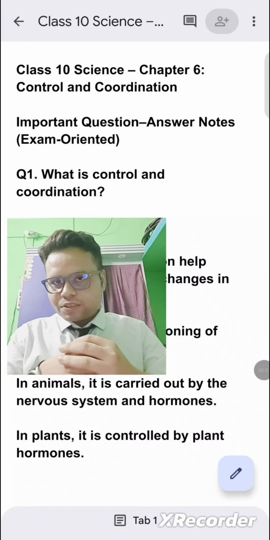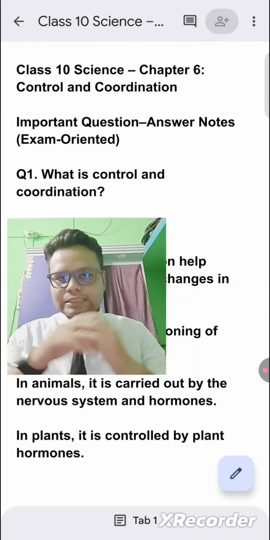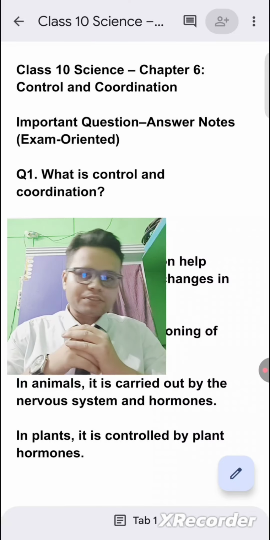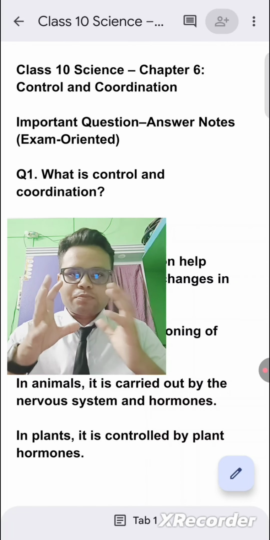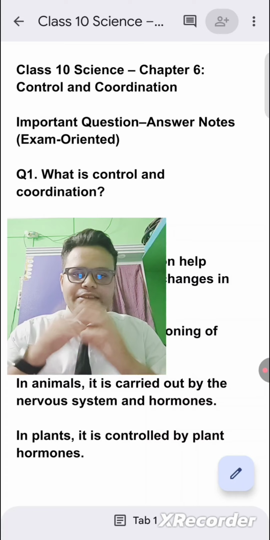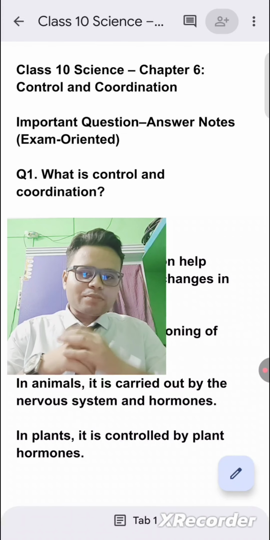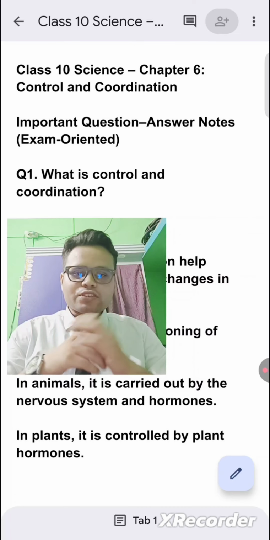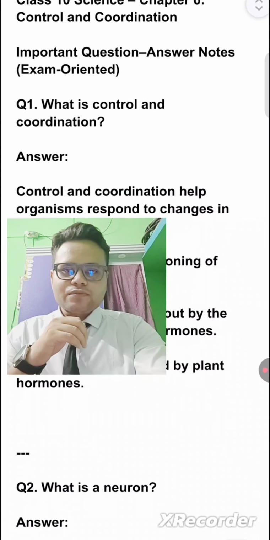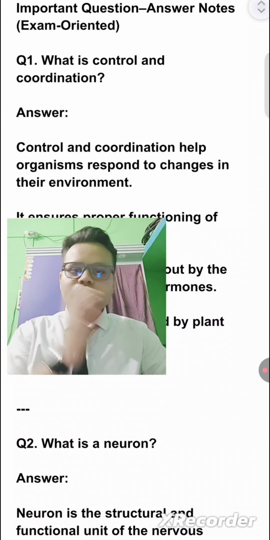So today we are discussing the Class 10 Science Chapter 6, Control and Coordination. In this chapter, these are the important questions, and they are extracted from your NCERT book, the National Council of Educational Research and Training. First question, class: what is control and coordination?